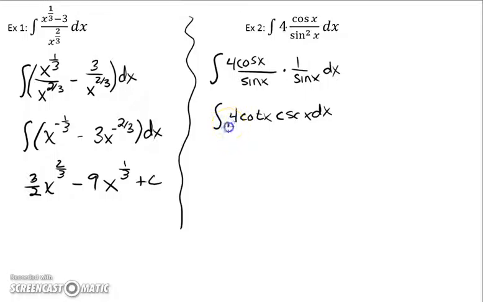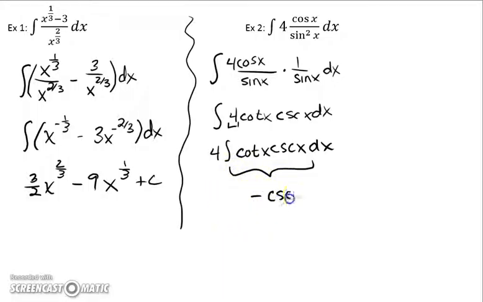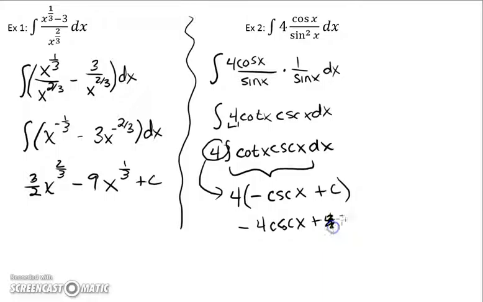So we can use this 4. This 4 is just multiplied by all this stuff, so we can really think of that as being outside. So we have cotangent, cosecant, which could really be cosecant, cotangent. So if we look at our rule from the previous slide, the antiderivative of cosecant, cotangent is negative cosecant of x plus c. And then we have to multiply by that 4 that we pulled out front. So we're going to say negative 4 cosecant of x.